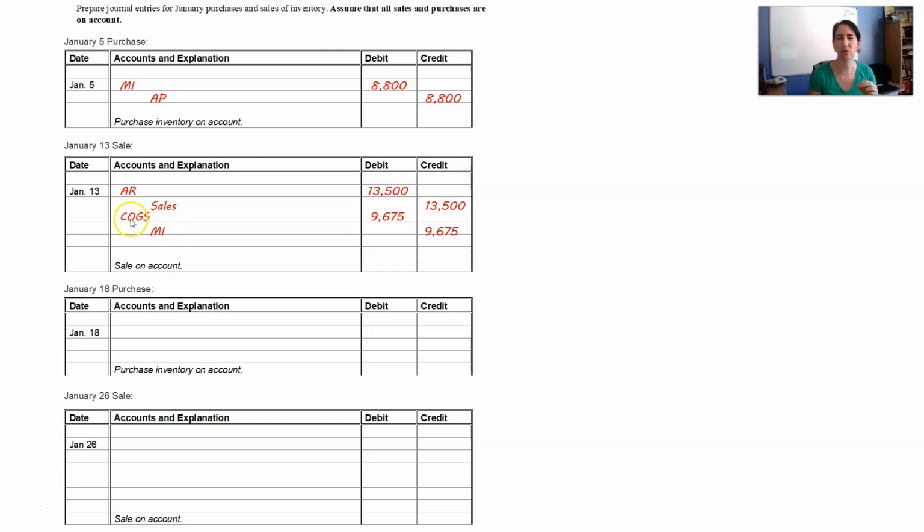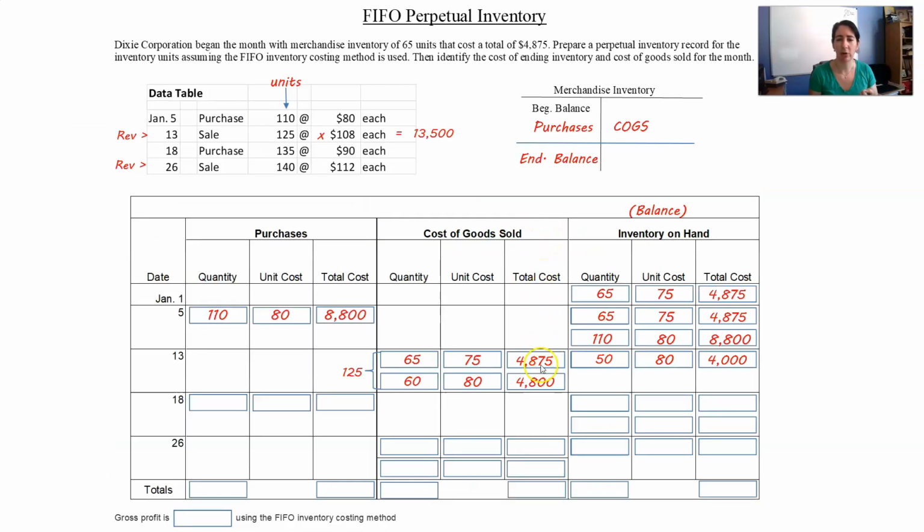Remember, cost of goods sold is treated kind of like an expense in the sense that it's always a debit because it reduces stockholders' equity. So it's on the debit side. And merchandise inventory has to be reduced because we sold it. And that 9,675 comes from those two together, the 4,875 and the 4,800 that are here. These are our cost of goods sold.